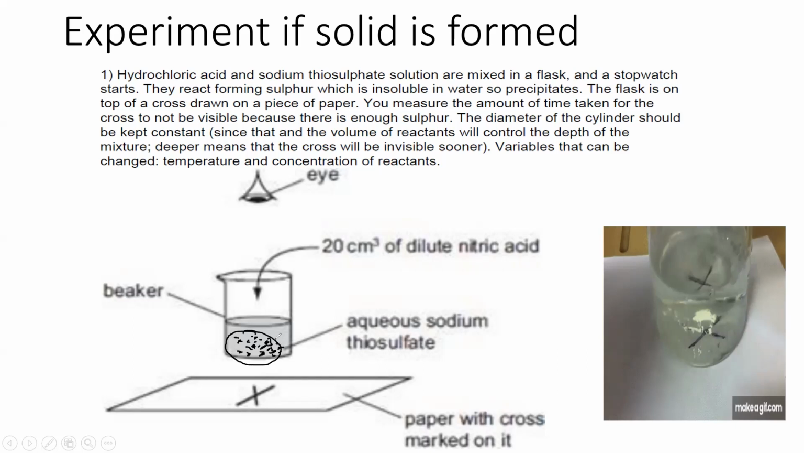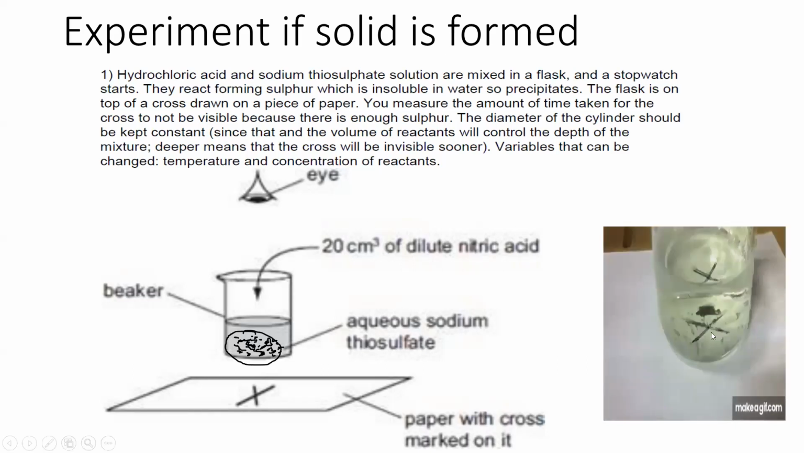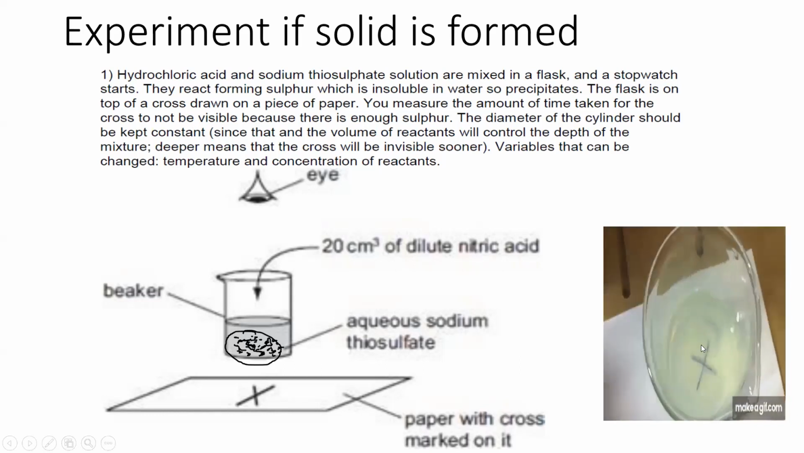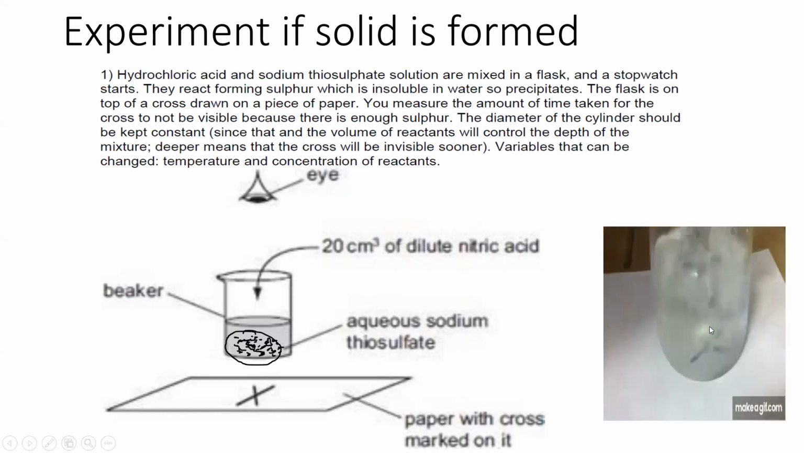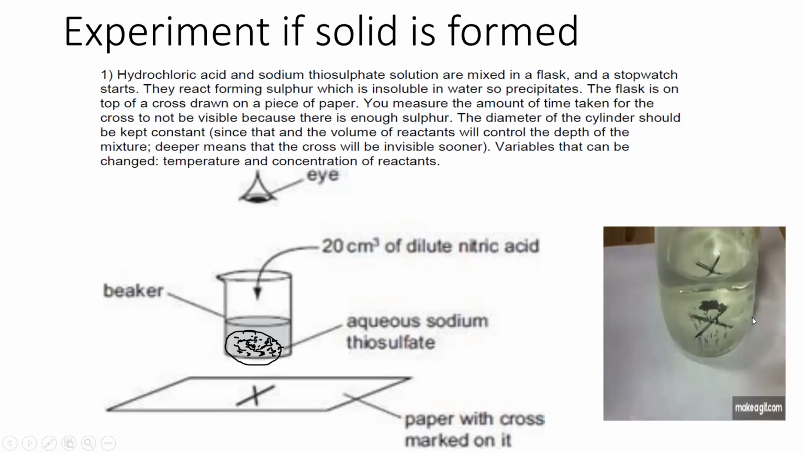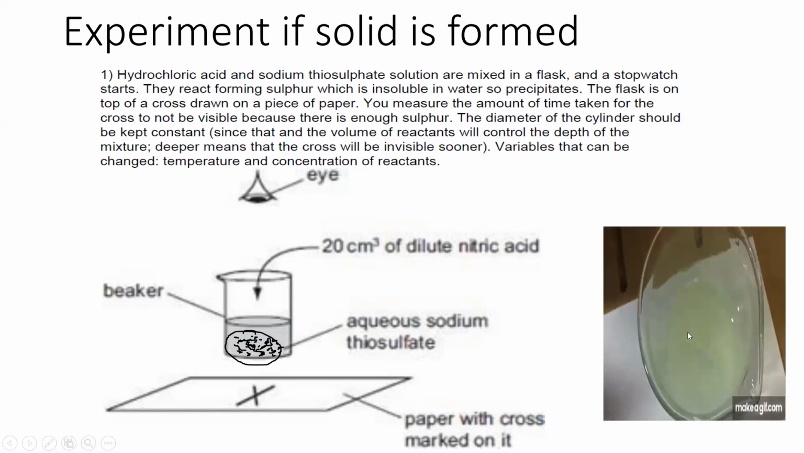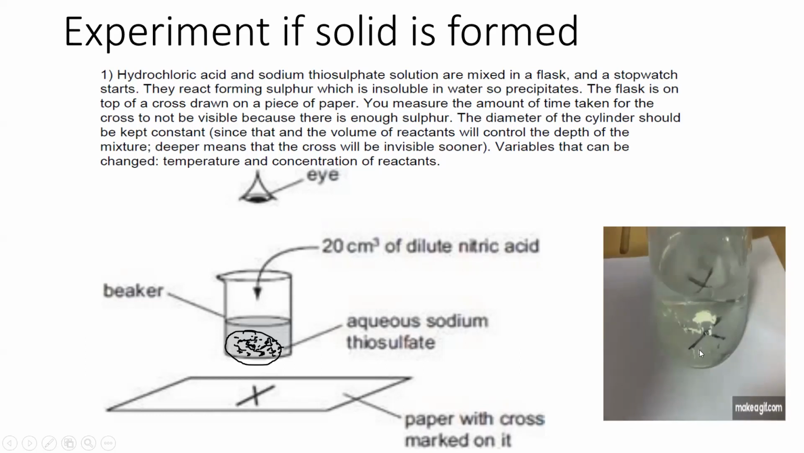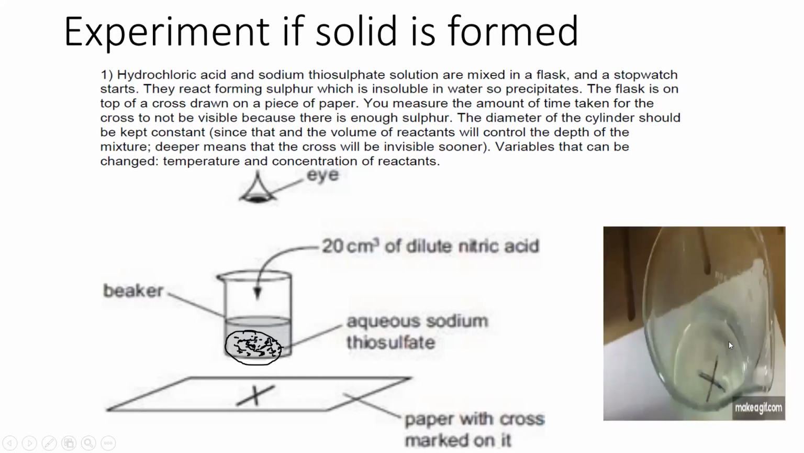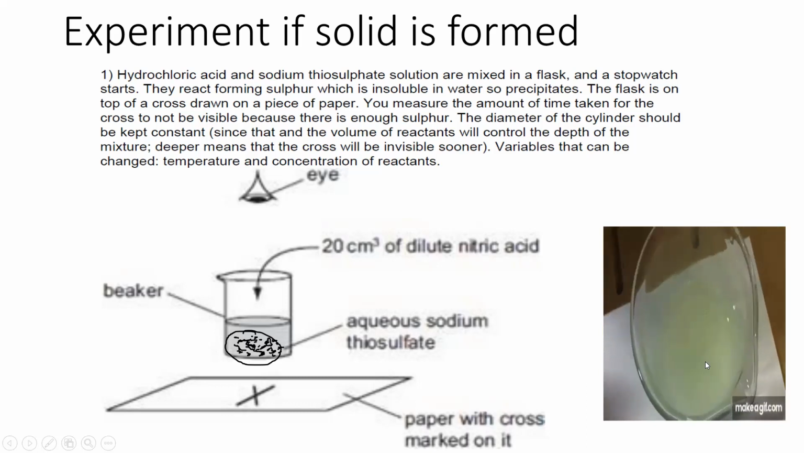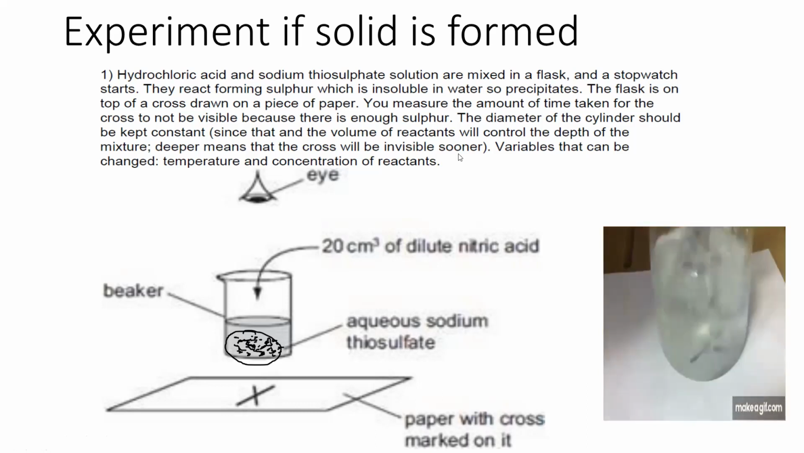So when two solutions are mixed in a beaker, a solid is formed. When this solid is formed, we observe that the cross will disappear. There was a cross placed, as you can see. Why does this cross disappear? Because when we mix the two solutions, the solid that is formed does not allow the light to pass through. So when we look from the top, after some time it appears that the cross has disappeared.